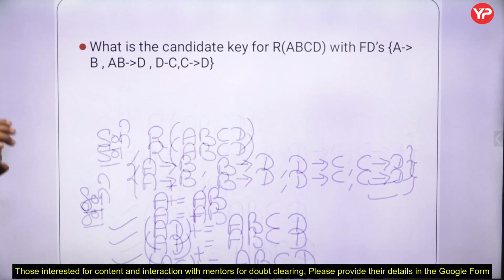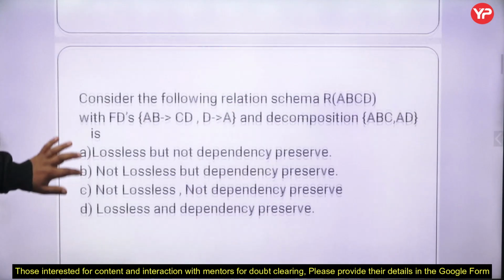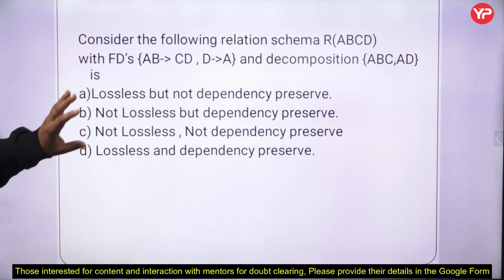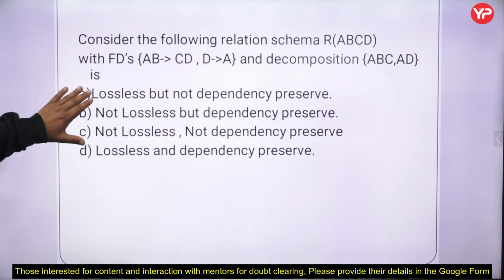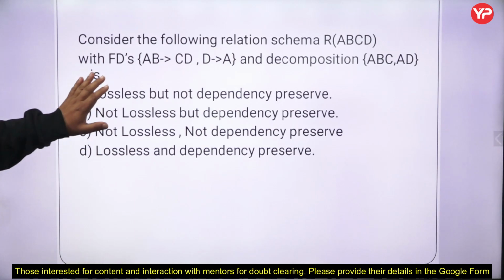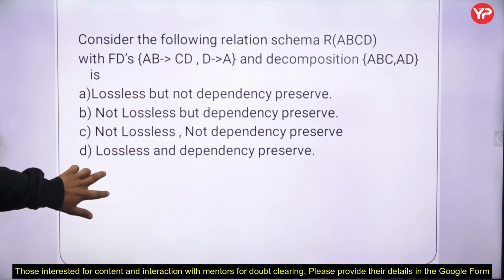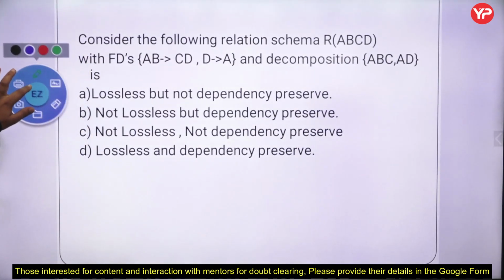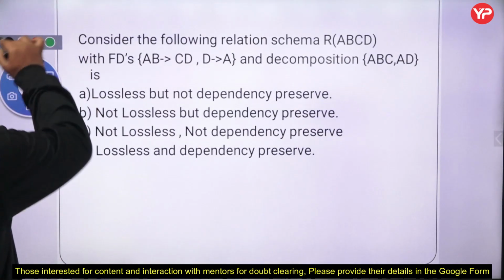Fine. Moving ahead, my dear students, the next point is: consider the following relational schema and the given decomposition. We have to find out whether the decomposition is lossless, dependency preserved, not lossless, not dependency preserved, or another case. So tell me, my dear students, what should be the answer? Please solve it fast and tell me the right answer.